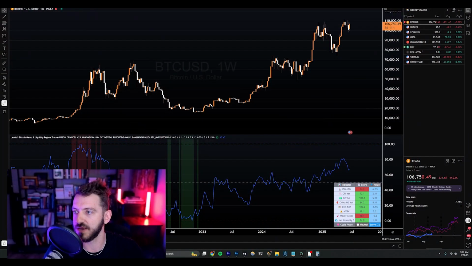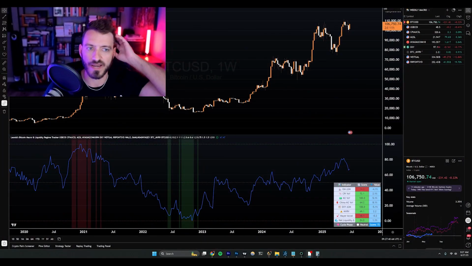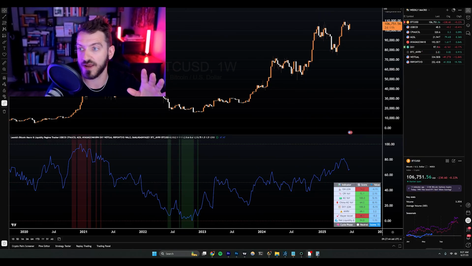Let's start off with my liquidity and regime tracker. I'll move my camera up to the top left so you can see it better. I look at Bitcoin on a weekly time frame. That is what my tracker, which you'll see on the bottom here, is built for. It is not a short-term strategy. It is not a trading strategy. It is an investing strategy. So we can go over the inputs really quick.